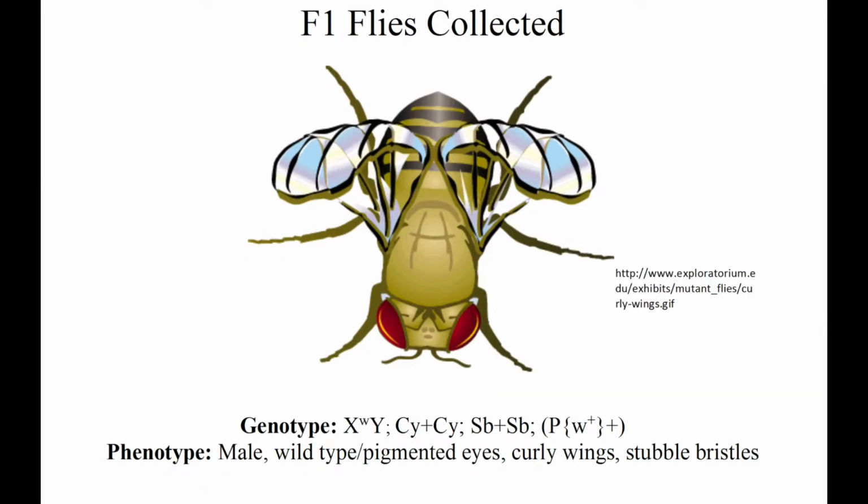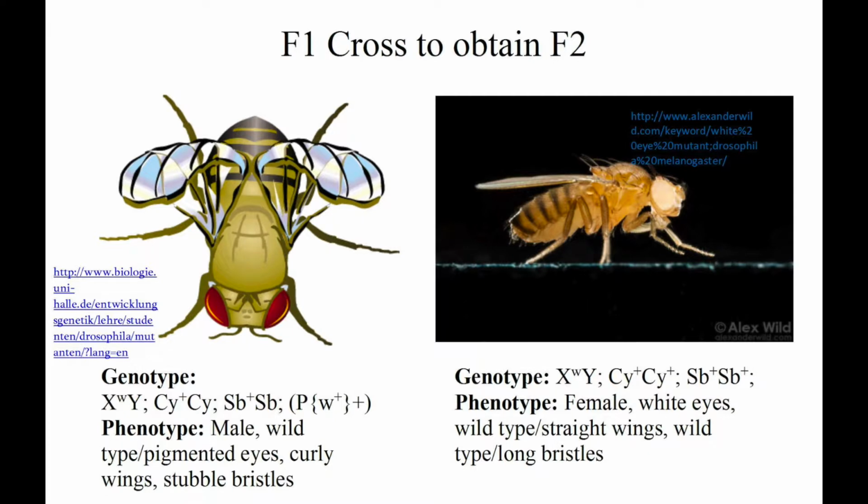Of the F1 generation produced from the parental generation, we collected male flies with wild type or pigmented eyes, curly wings, and stubble bristles. Our F1 cross consisted of the F1 males we collected and true breeding virgin females with white eyes, wild type or straight wings, and wild type or long bristles. These flies produced our F2 progeny.